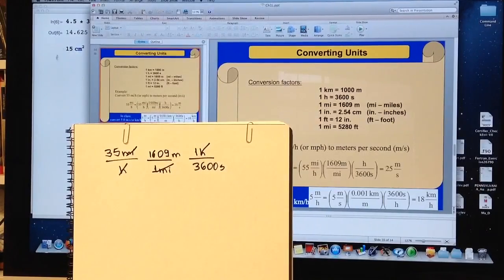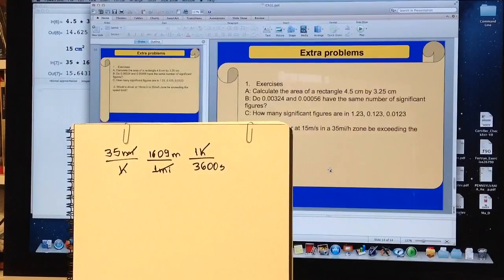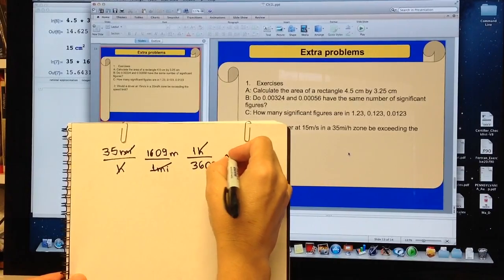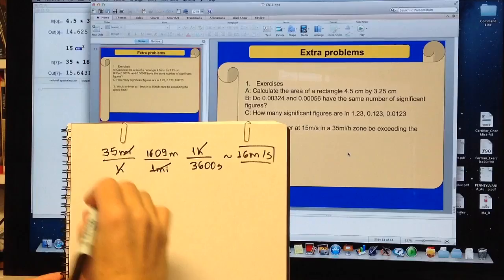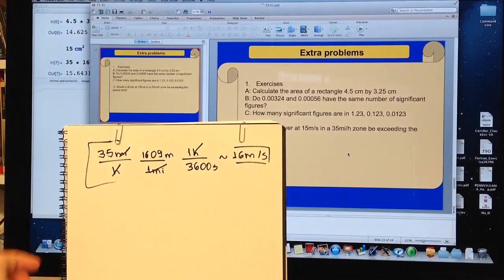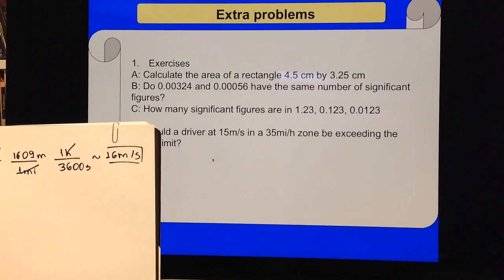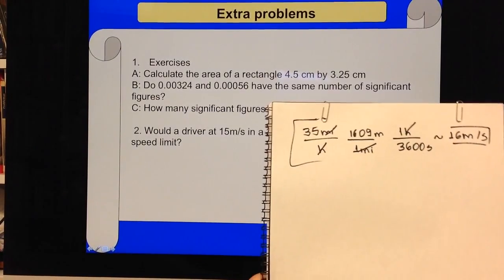Let's do it here in our calculator, right? So we have 35 multiplied by 1609 divided by 3600, and we get 15.6. Okay, so let's come back to the problem. We got approximately 16 meters per second. Okay, so 35 miles per hour is approximately 16 meters per second. And this person is driving at 15 meters per second, so that's fine. Huh? He's not going above the speed limit. He's almost at the limit.